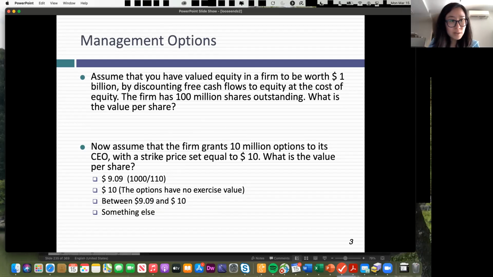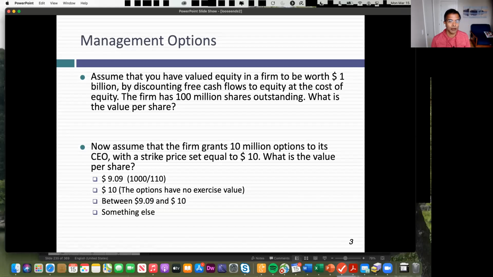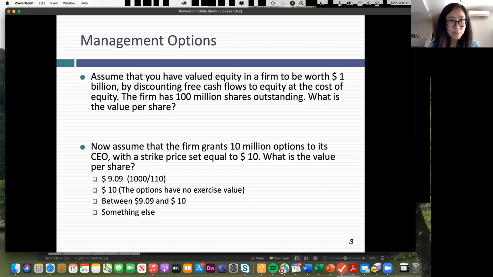It's $10 a share. $10 per share, right? Billion in equity divided by 100 million. Now I said, I forgot something. This company just granted 10 million options to its CEO. The strike price of these options has been set to 10. Will that affect the value of equity per share that you've just computed? Yes, I imagine it would, but I'm not sure exactly how.